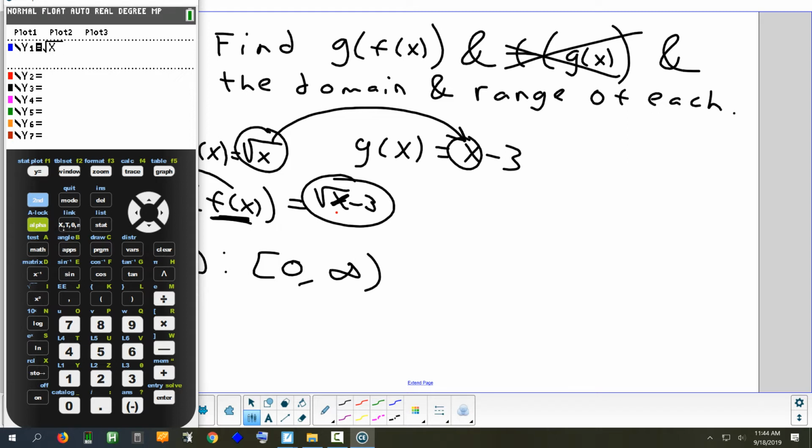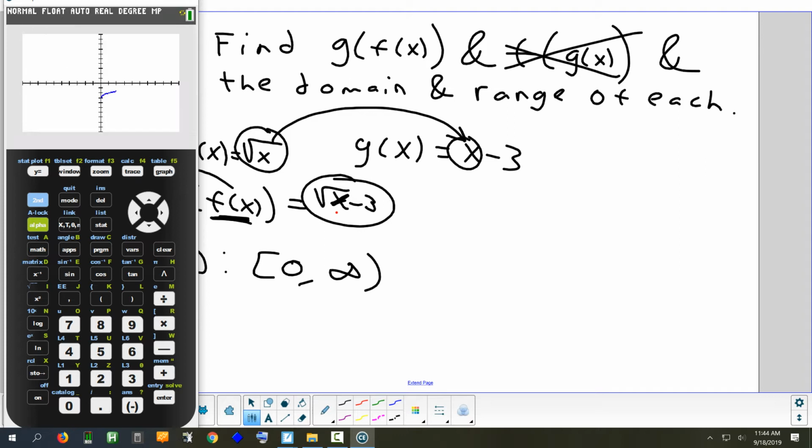Square root of x minus 3. Hit graph. So looking up and down, what's the lowest that it looks like that function ever goes? Yep, 2, 3. So 2 would be like up here. Negative 3. Okay, so yes, it goes as low as negative 3. Actually, when x is 0, that's its lowest.